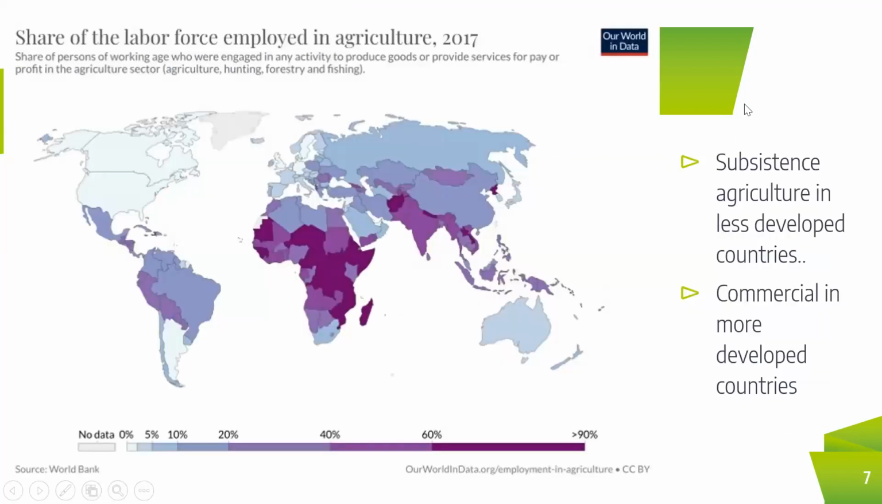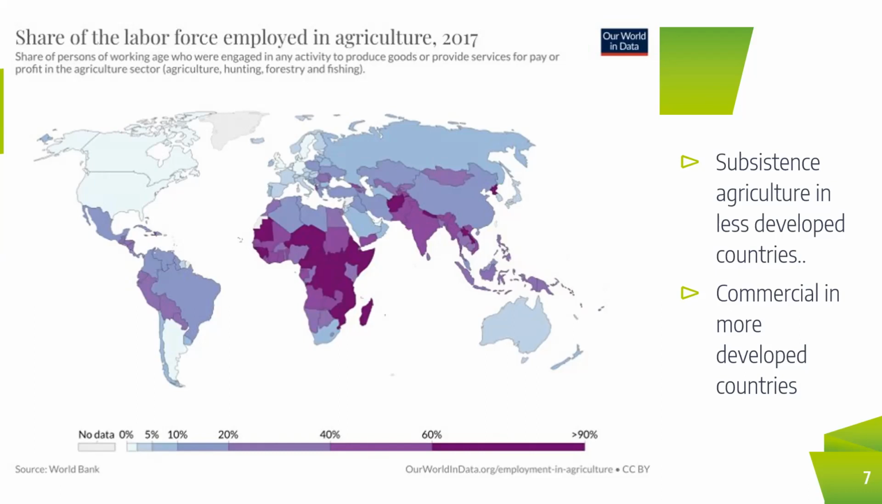So, looking at this map here, and we looked at it in class, the share of the labor force employed in agriculture, we can see those in less developed countries, much of Africa here, some parts of Asia. A lot of people are working in agriculture. So that tells us that they're probably providing for themselves, trying to make some money off of it, but not huge amounts of profit. It's going to tell us that subsistence agriculture is going to be in less developed countries.